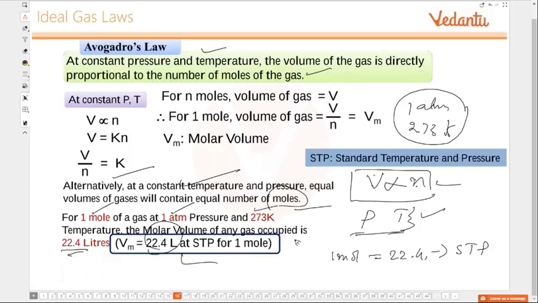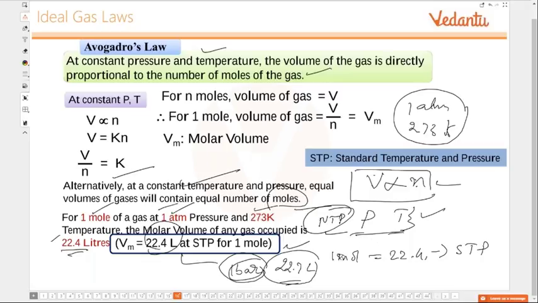This is at 1 atmospheric pressure, but nowadays 1 bar pressure is also considered. This bar is slightly lesser pressure than 1 atmospheric pressure, so we will get a little larger volume, that is 22.7 liters. Don't get confused if this value is given. Hardly any difference is there. In that case, we generally call it NTP, normal temperature and pressure.